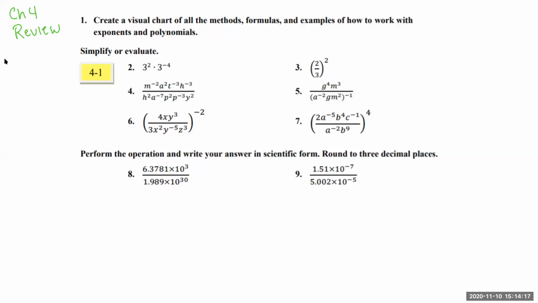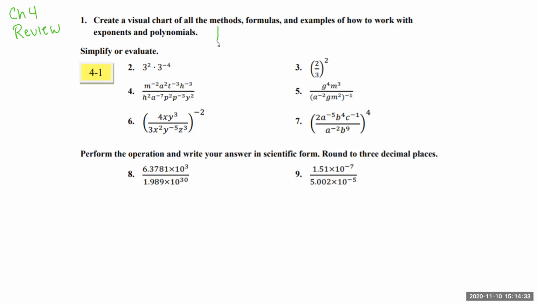Okay, so here we are in chapter four review. We're going to be going through questions 1 through 9. Starting with number one, create a visual chart of all the methods, formulas, and examples of how to work through exponents and polynomials. So we did this in chapters 1 through 3.